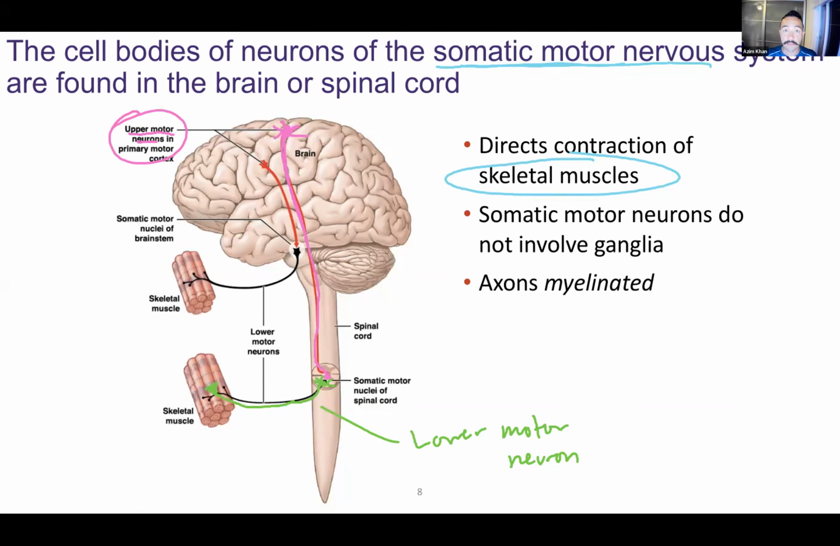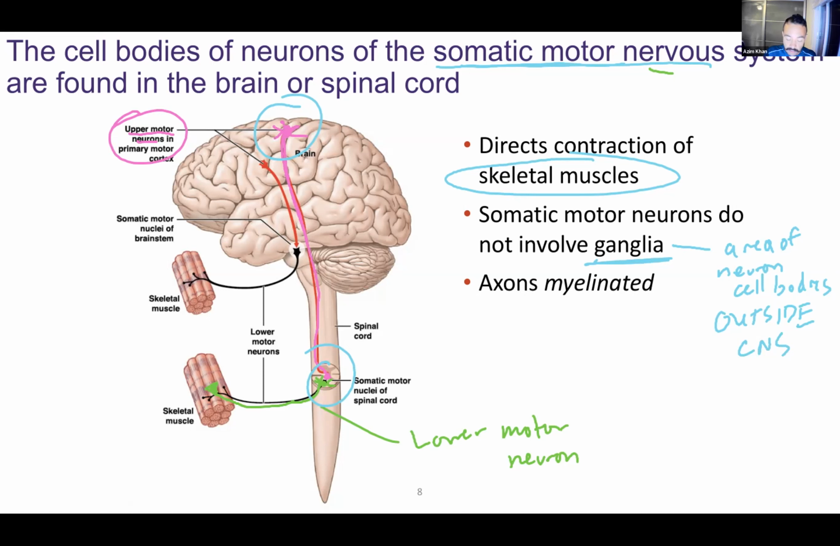Two neurons in this pathway. Look at the cell bodies of these neurons. The cell bodies of these neurons are either in the brain or the spinal cord. So the cell bodies of these neurons are always within the central nervous system. Because of that, you never have ganglia. The word ganglion, that is an area of neuron cell bodies outside the central nervous system. So these cell bodies are within the central nervous system. They are not within ganglia. There are no ganglia for the somatic motor nervous system.